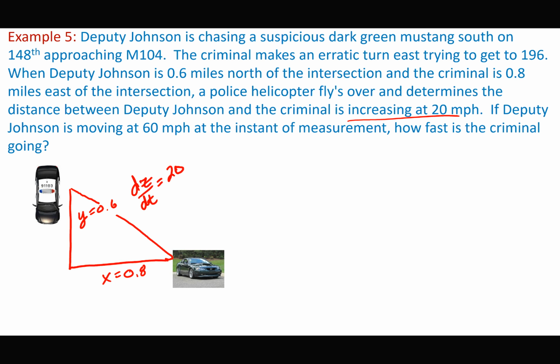If Deputy Johnson is moving at 60 miles per hour at the instant of measurement, okay? So dy dt, we're working on a coordinate plane here. He's going closer to the origin, so this is actually a negative 60 because he's going down, if you want to think of it that way. Okay, so dy dt is negative 60. At the instant of measurement, how fast is the criminal going? dx dt is what we are trying to find.